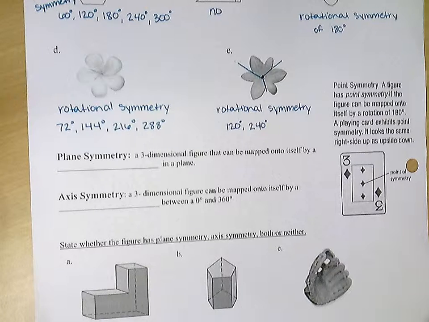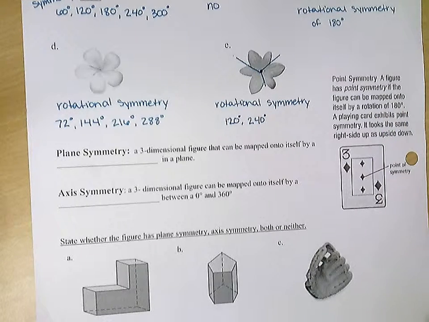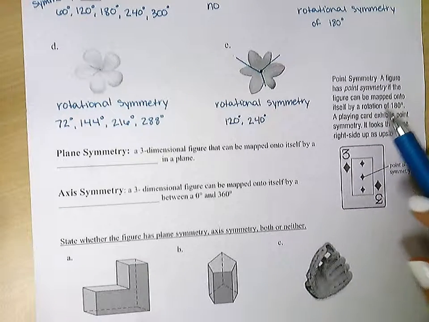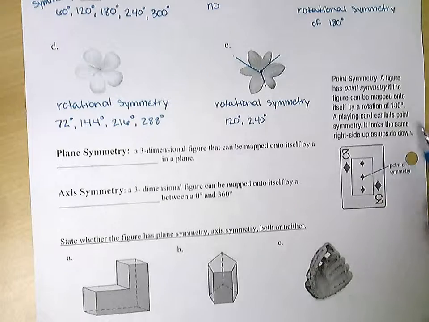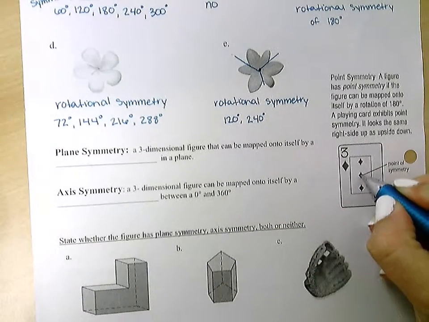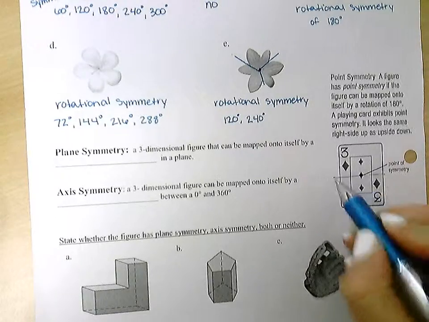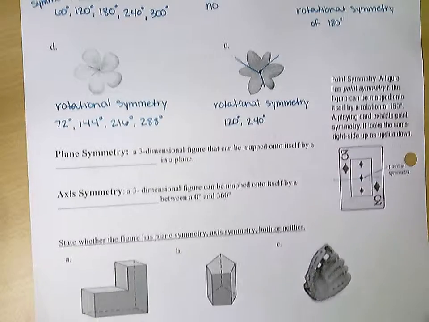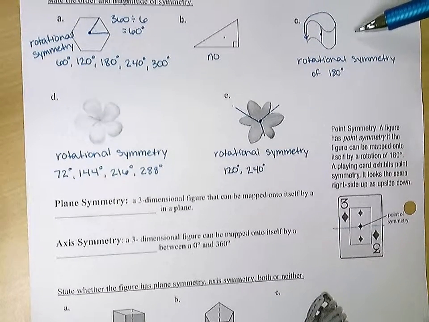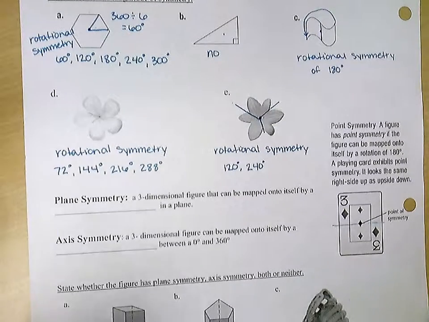Okay. Off to the right there, I have point symmetry. Okay, so a figure has point symmetry if the figure can be mapped onto itself by a rotation of 180 degrees. So a playing card exhibits point symmetry. It looks the same right side up and upside down. Okay, so here's your point of symmetry. If I cut this in half, it would rotate around 180 degrees. Our example of that from up here would be letter C. That has point symmetry. It rotates 180 degrees.